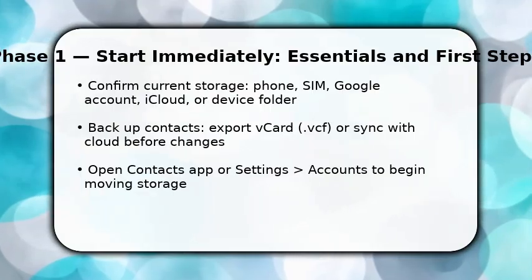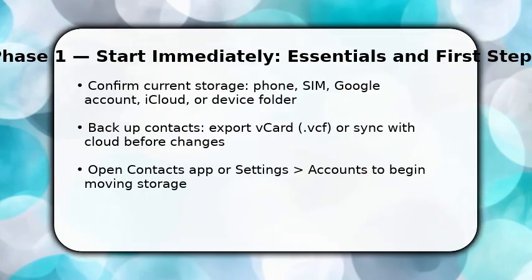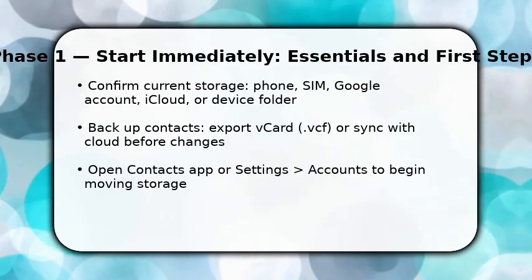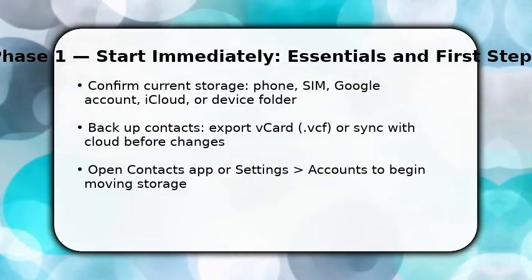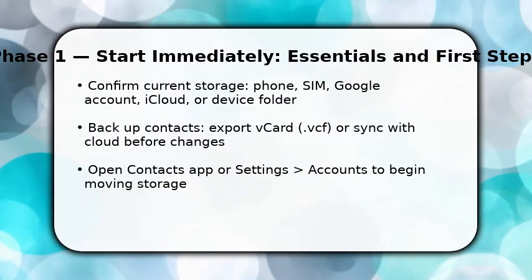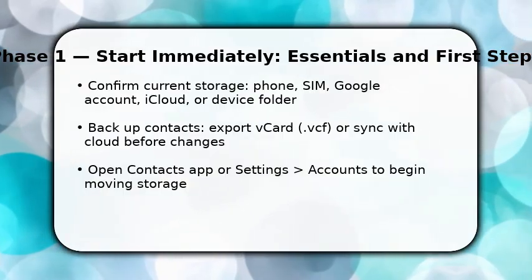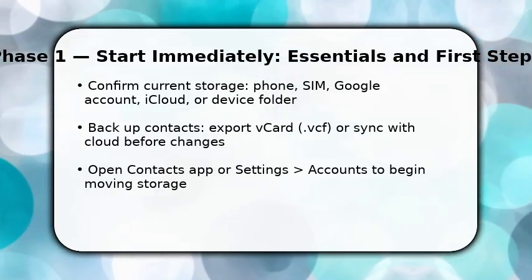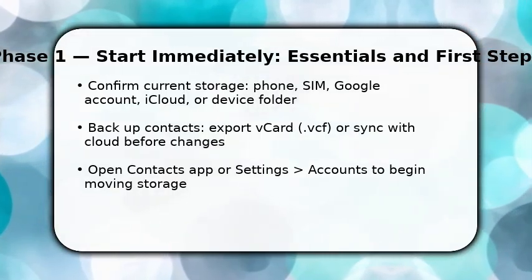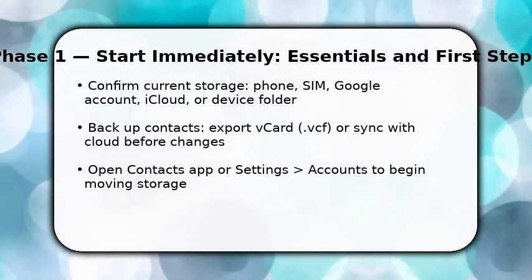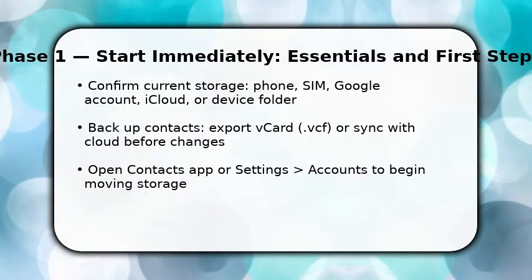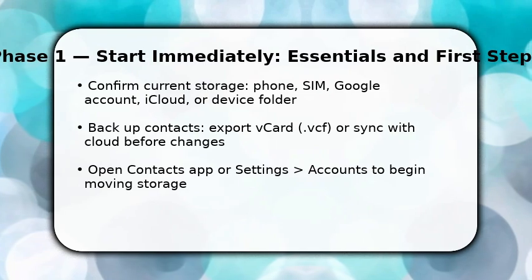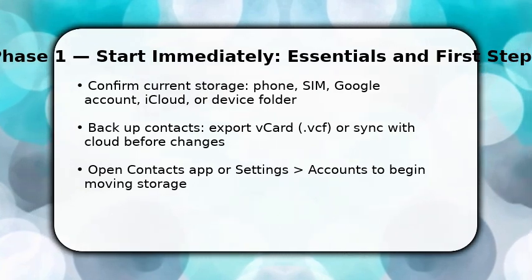You start by confirming where your contacts live and why you want them moved, because that choice affects duplicates and sync behavior. Once you know whether they are on the phone, SIM, Google, or iCloud, export a backup vCard or enable Cloud Sync. Make sure the backup is complete before proceeding. Now open the Contacts app or go to Settings Accounts and select the account you'll move from. This first actionable step prepares both data and tools so you can change storage safely.